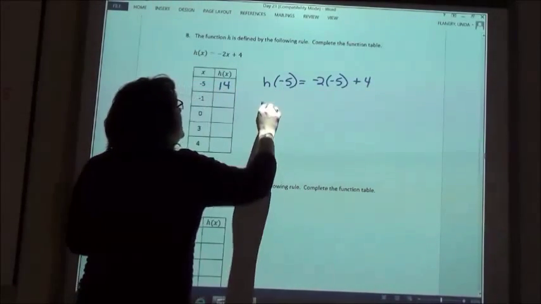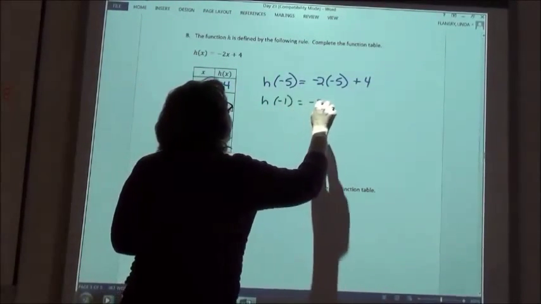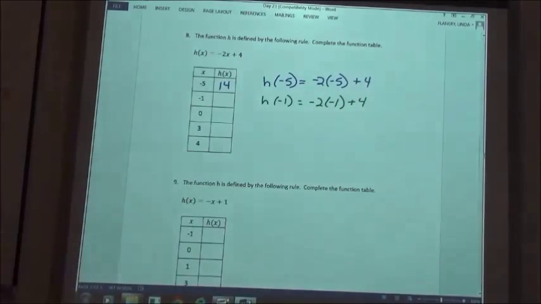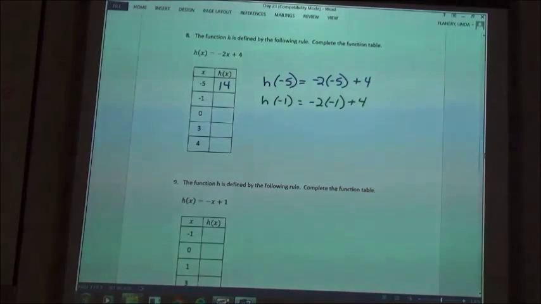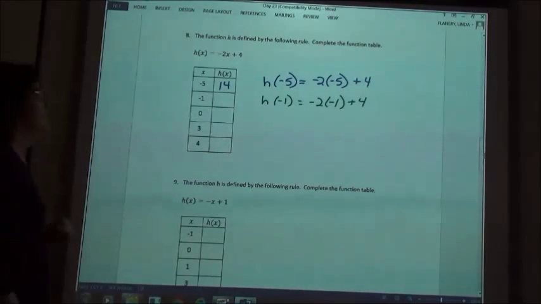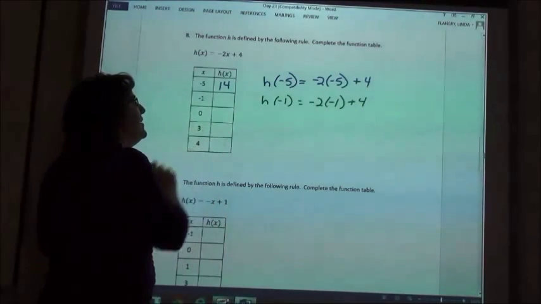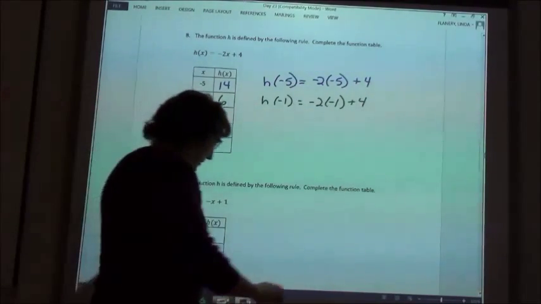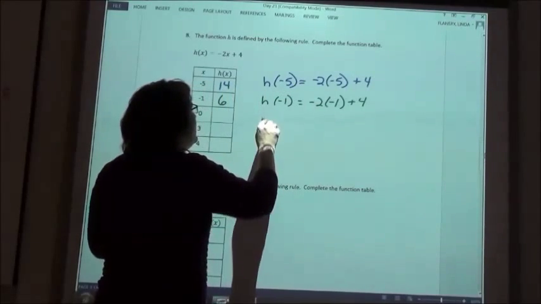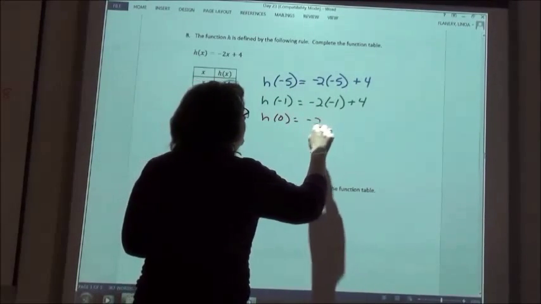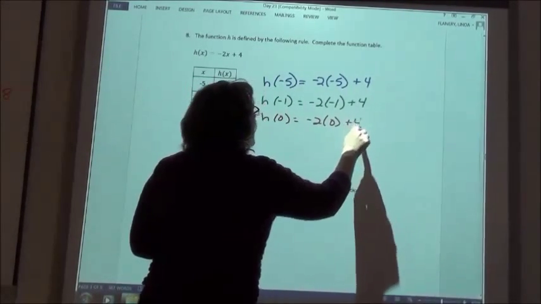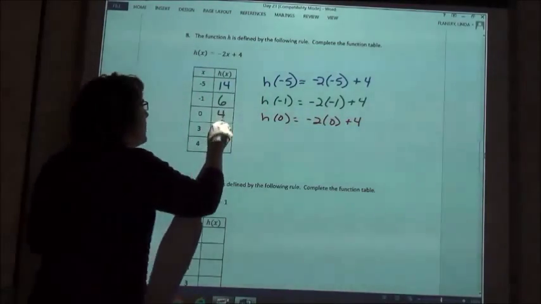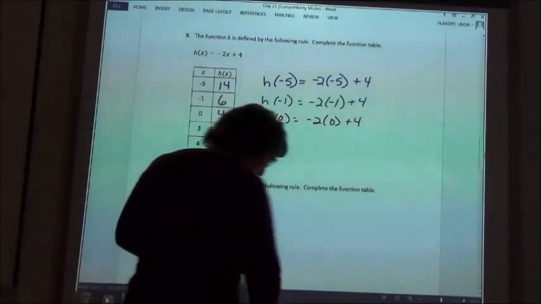And then we're going to do h of -1. So if we take -2 times -1 plus 4, we get an answer of? 6. 2 plus 4 gives us 6. And then we do h of 0. -2 times 0 plus 4 gave us that nice end number 4. We did all those with the y-intercepts.